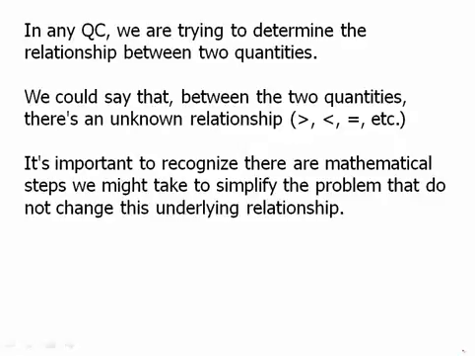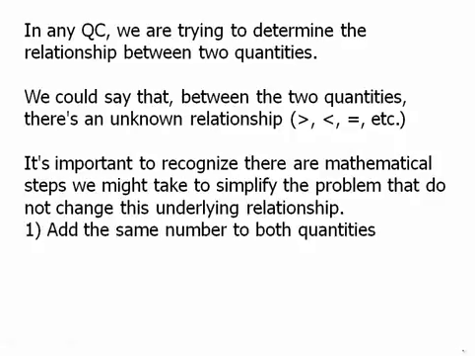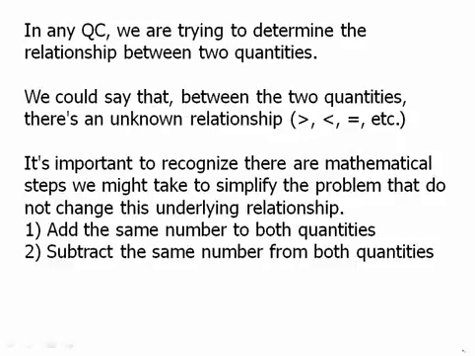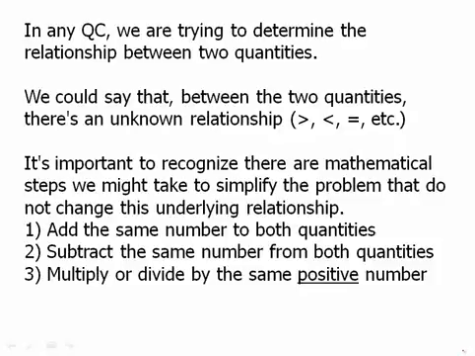It's important to recognize that there are mathematical steps we might take to simplify the problem that do not change this underlying relationship. In particular, the three legitimate steps that we can do: we could add the same number to both quantities. That wouldn't change the relationship. We could subtract the same number from both quantities. That wouldn't change the relationship. Or we could multiply or divide by the same positive number, in both quantities. So all three of those are simplification moves that we can do because they don't actually change the underlying relationship.